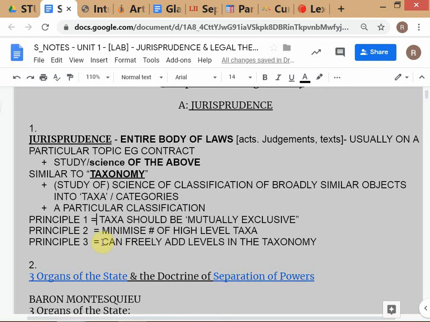First is mutually exclusive categories. Second is minimize the number of high-level taxa. And to help you with that, don't have too many high-level taxa at the top level. Have few, and to allow you to do principle 2, we are giving you some freedom in principle 3. You can freely add levels in the taxonomy.